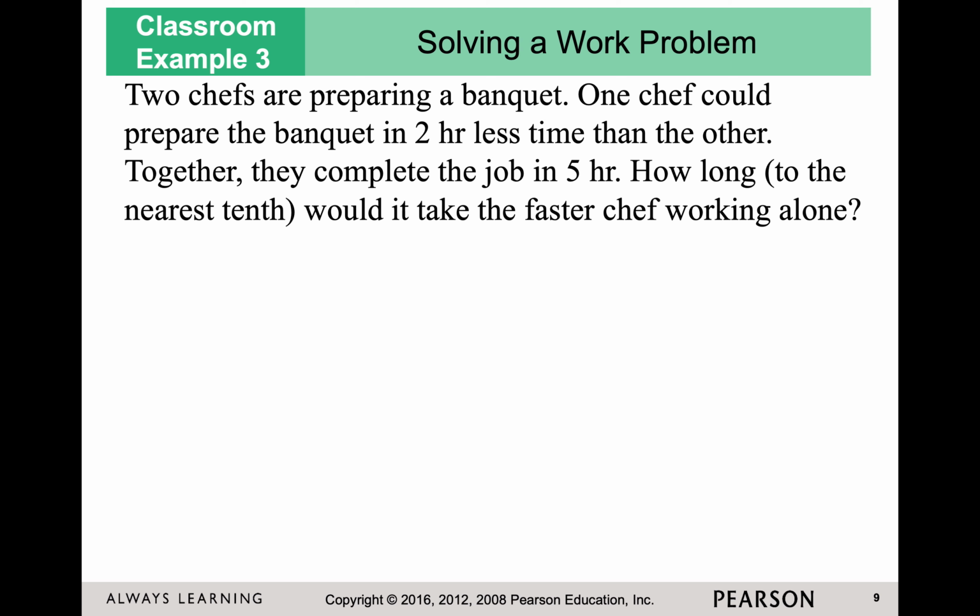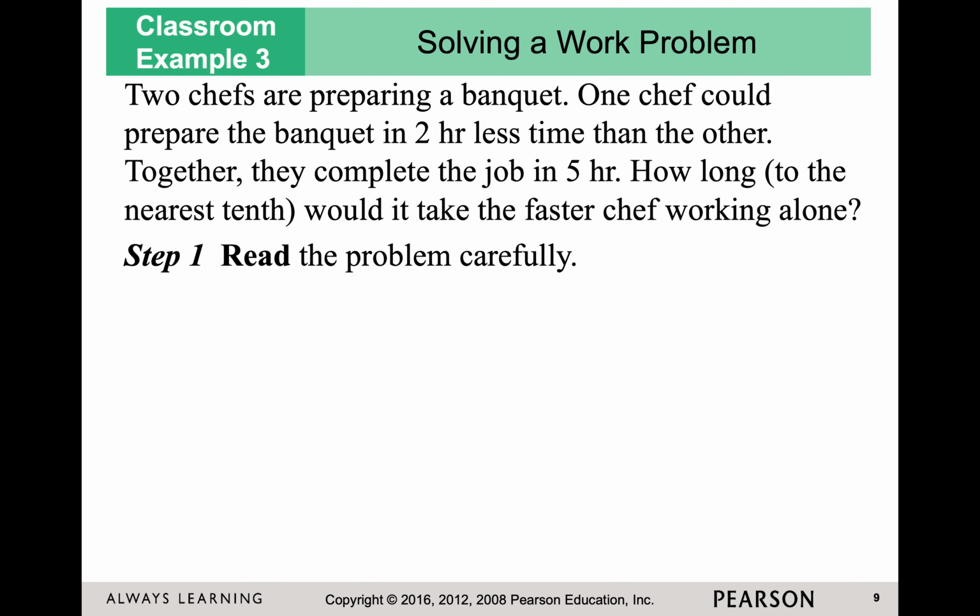Here's another example. Two chefs are preparing a banquet. One chef could prepare the banquet in 2 hours less than the other one. They can complete the job together in 5 hours. How long would it take the faster chef if he was working alone?